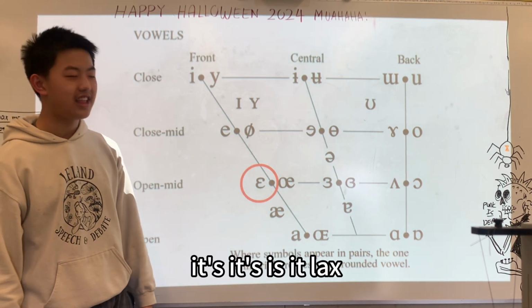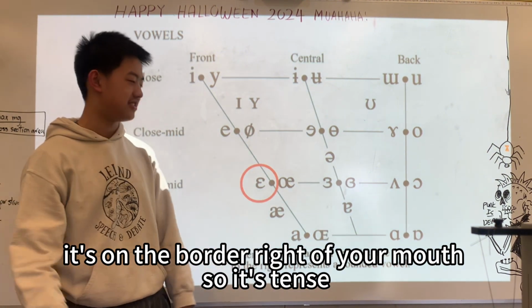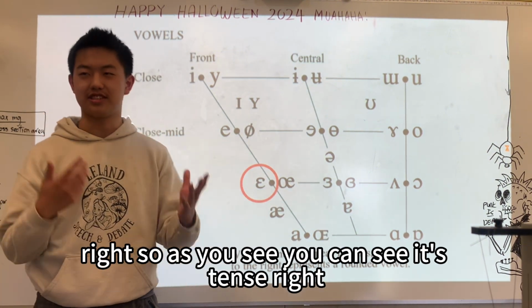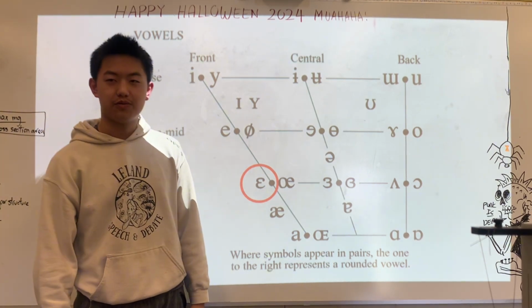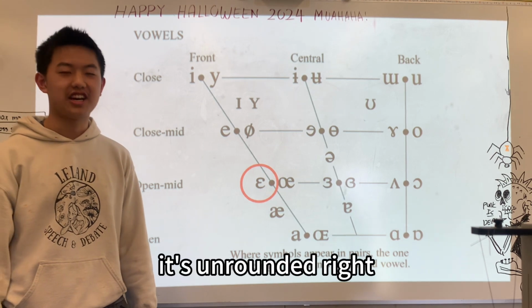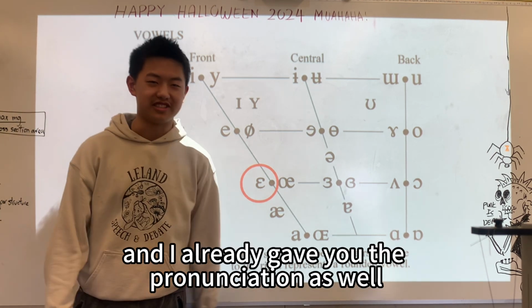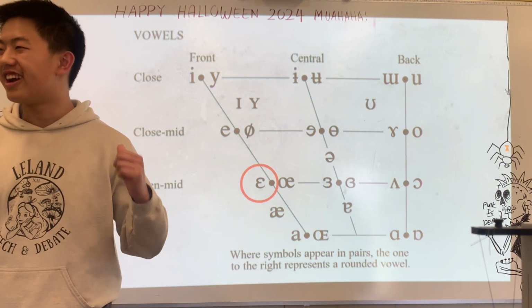Is it lax? It's very extreme. It's on the border of your mouth, right, so it's tense. So as you can see, it's tense, right? And then is it rounded or unrounded? You'd say it's unrounded, right? And I already gave you the pronunciation as well. So, is everyone getting a better hang of this classification?